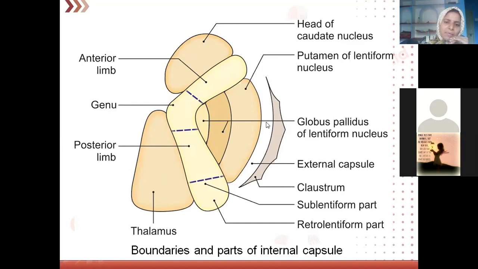Whatever is present outside the lentiform nucleus, this white matter area, is called the external capsule. Okay, external capsule. As we move more outside, we have the claustrum. This part of the brain is called the claustrum. Okay, these boundaries are clear?